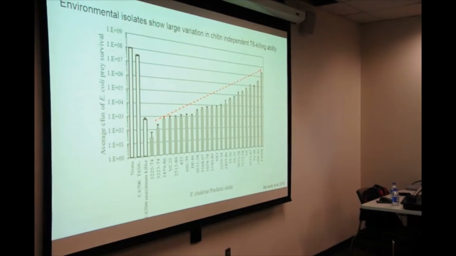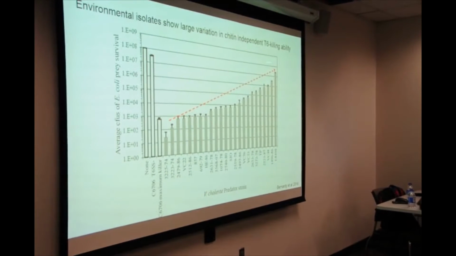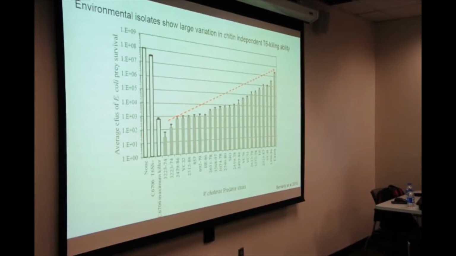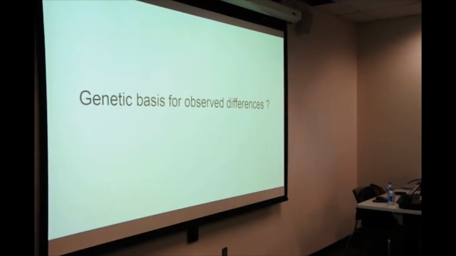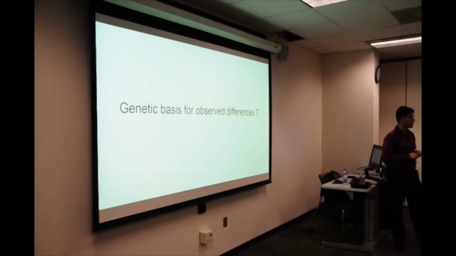Our lab isolate is killing E. coli cells. And then all of these gray bars here are different environmental isolates. And you can see that there's a big range in their ability to kill E. coli. So this is almost a 6 logs difference in their ability to kill E. coli. So what I was interested in doing is trying to figure out if there is any genetic basis for these differences, or can we identify what's the genetic basis.